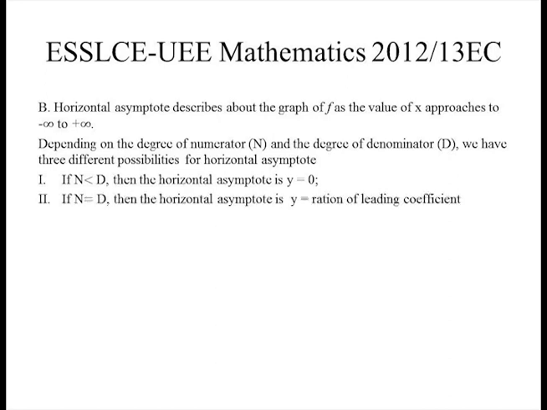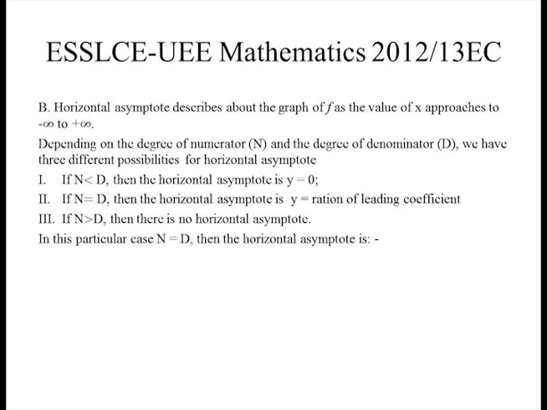If the degree of numerator is equal to the degree of denominator, then the horizontal asymptote is y is equal to the ratio of the leading coefficients. If the degree of the numerator is greater than the degree of denominator, then there is no horizontal asymptote, rather we have a slant asymptote. In this particular case, the degree of numerator is equal to the degree of denominator, then the horizontal asymptote is y is equal to the leading coefficient of the numerator divided by the leading coefficient of the denominator. Leading coefficient is the coefficient of the highest power.